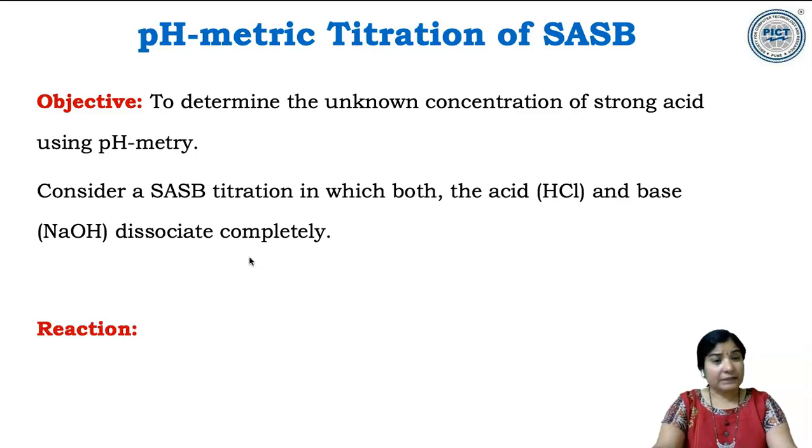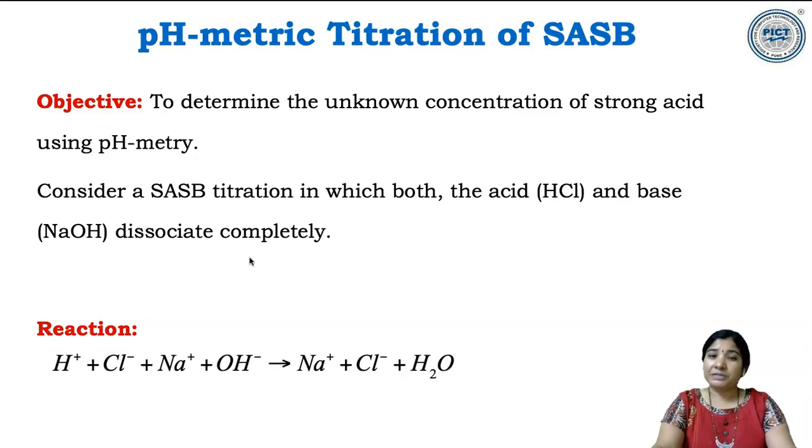So the reaction which will take place during the pH metric titration is HCl plus NaOH will give you NaCl and water. So NaCl salt will get formed with water. So this is also called a neutralization reaction, right? Now let's see what things will be required during this.